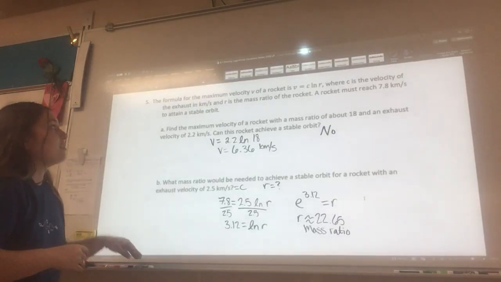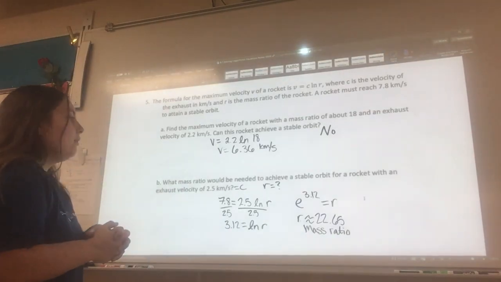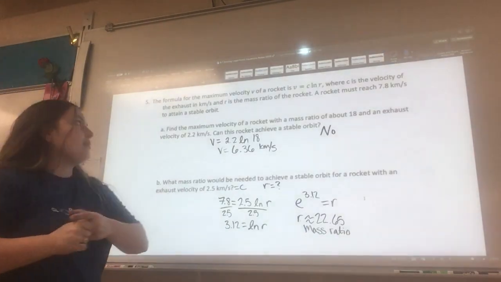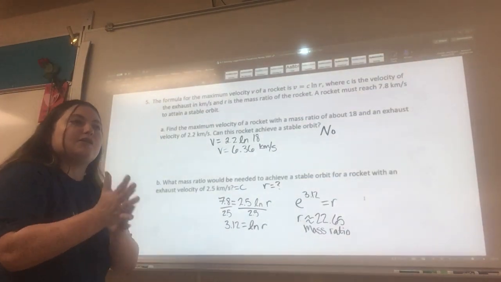So see, it does pertain to rockets. So it's actually really kind of cool. All right. This is the end of our 8-7 solving logarithmic equations. If you have any questions, please email me.